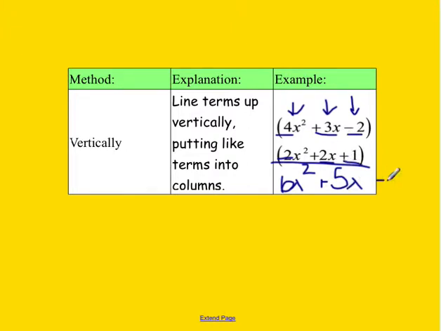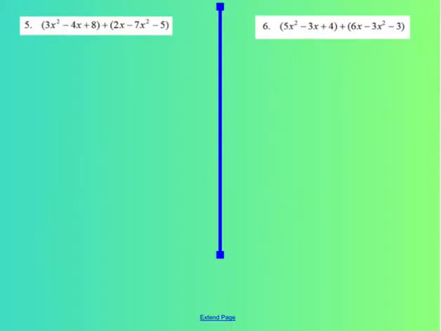Negative 2 plus 1 is negative 1. So now we're going to take a look at that idea. We're going to actually set it up ourselves. So let's take a look at number 5. We want to add these two together.